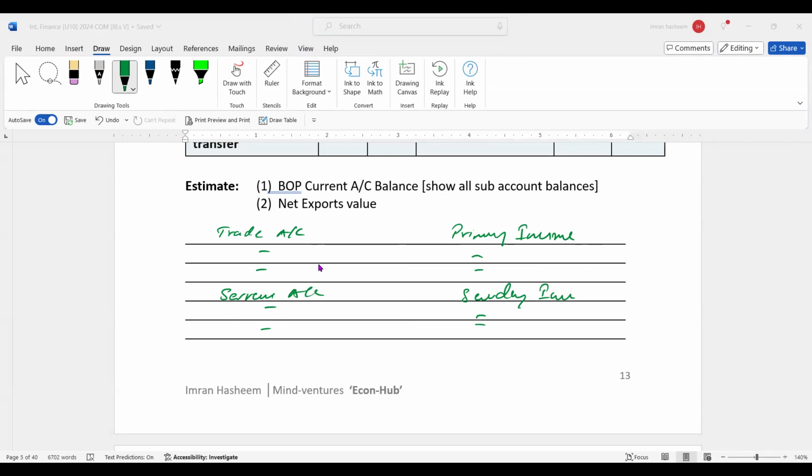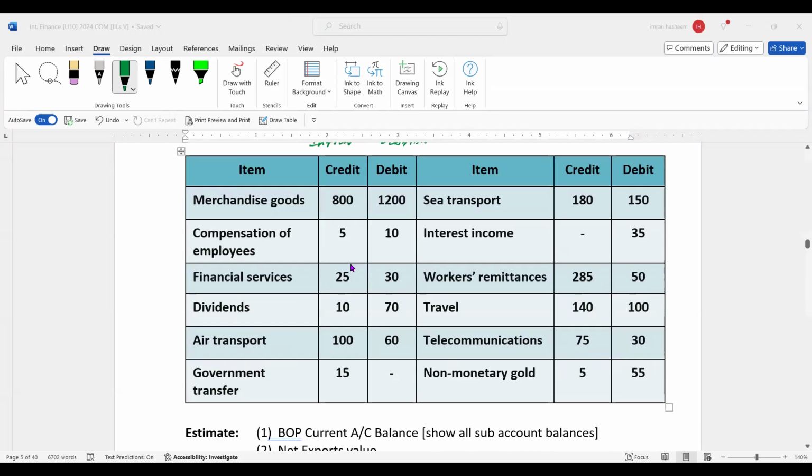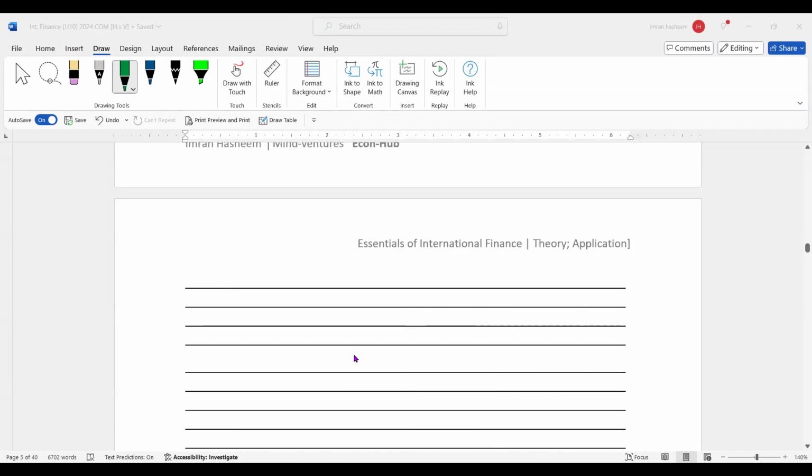For now, when you are given the credits and the debits, that is what I noted here. At this point, I have noted inflows minus outflows. Credits are inflows, debits are outflows. That's how we get a balance, no? So yes, for each of these, credit minus debit. Get it? I think I answered your question.